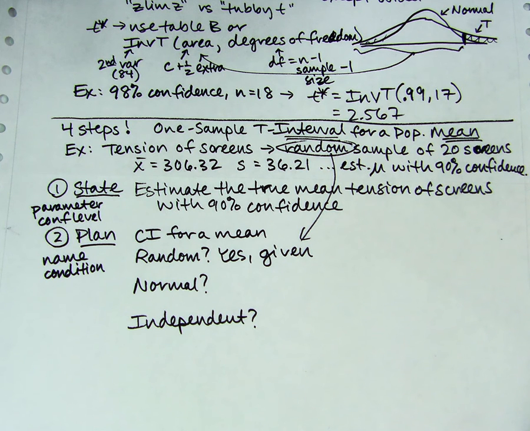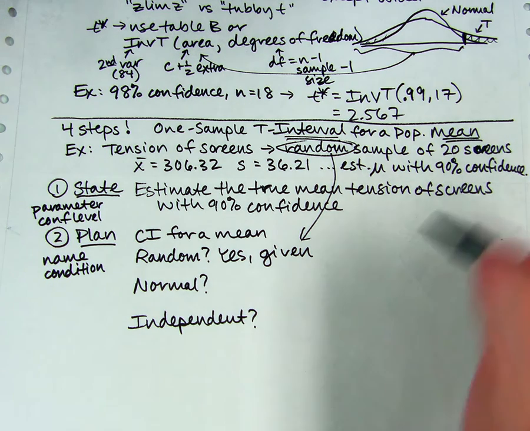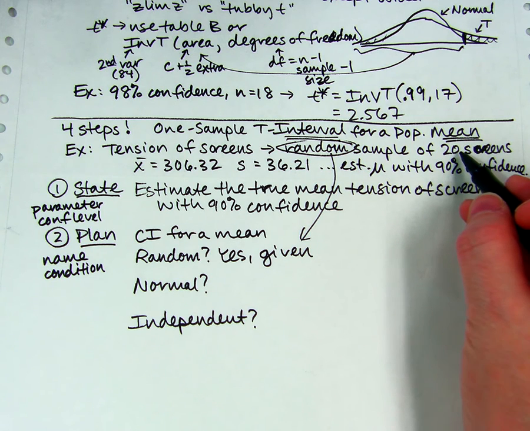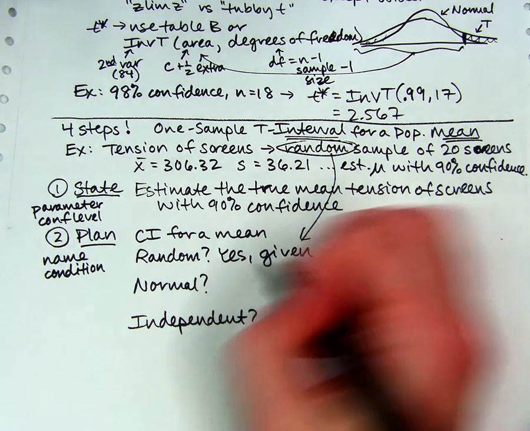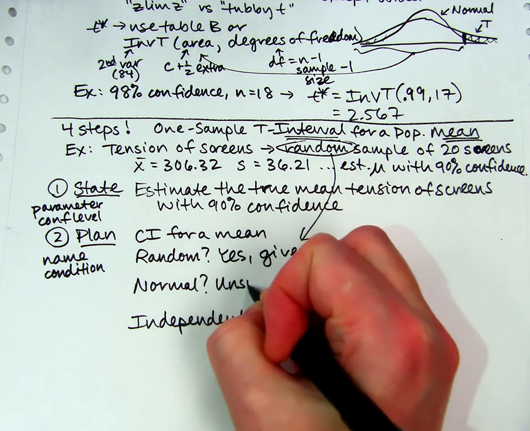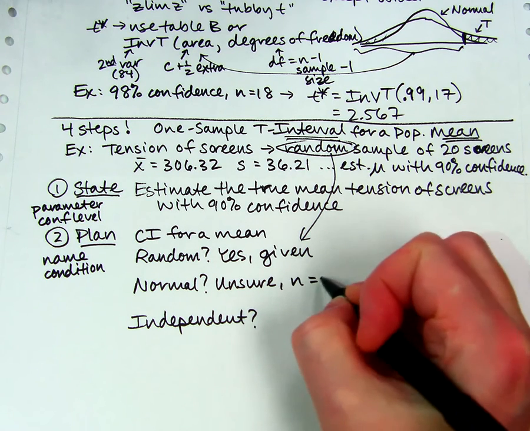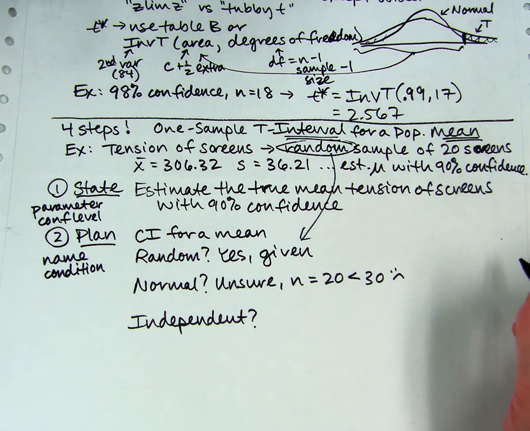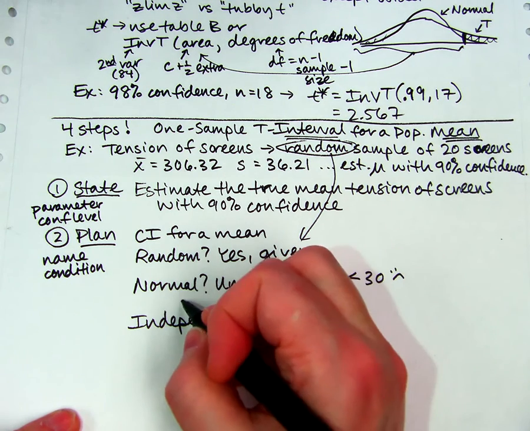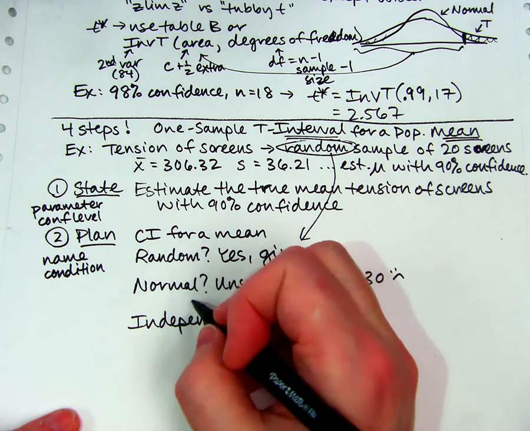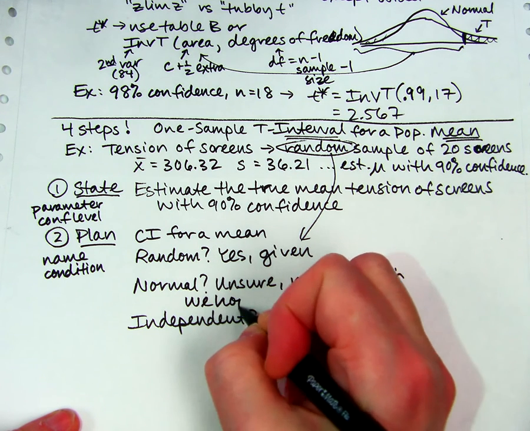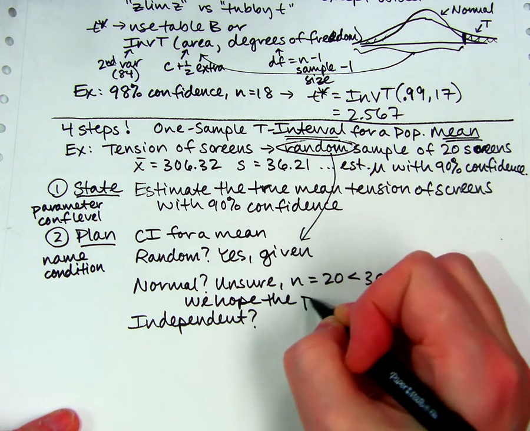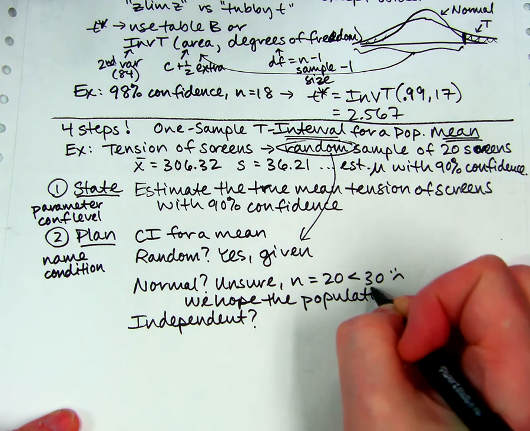Normal. I have a little bit of a problem with normal. Do you see why? They gave me a sample size of 20, and I really would like it to be 30. So I'm going to say I am unsure whether this is normal or not because n is 20 and it's less than 30. And they didn't tell me the population shape. I would hope that the population shape would be normal. I'm going to go on anyway because I don't want you thinking you can just stop if a condition's not met. I'm going to say we hope the population distribution is normal because that would solve our problem.